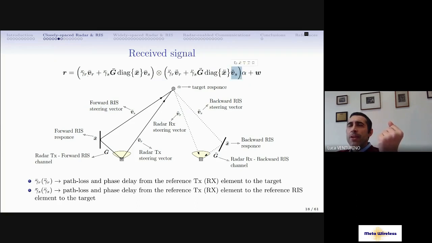Then what we have here is the effect of the different paths from the radar transmitter toward the target and back to the radar receiver. In particular, if we start from the radar transmitter, we have a first direct path going from here to the target. Up to a scaling factor, what we have here is the steering vector of the radar array in the direction of the target. It is denoted by V sub R. And we use the overbar because we are at the transmit side.